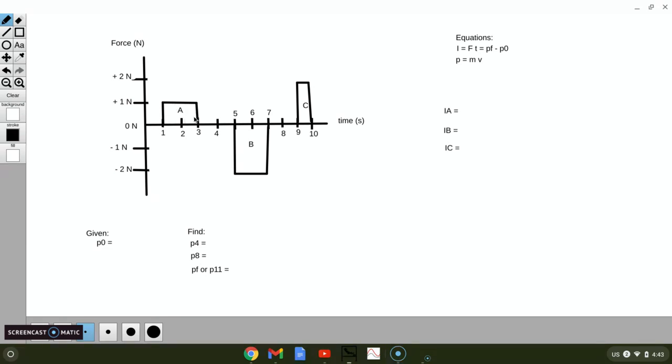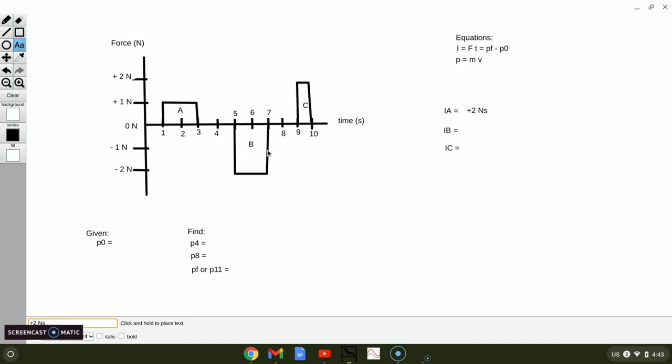Okay, so for impulse A, it has 1 Newton of force for 2 seconds. So its area would be 2 Newton seconds. So over here, I'm just going to go ahead and put 2 Newton seconds. And we're going to leave that there because it's going to be there for a while. Now, you know what? I should probably indicate that that is a positive 2 Newton seconds. So impulse A is a positive 2 Newton seconds.